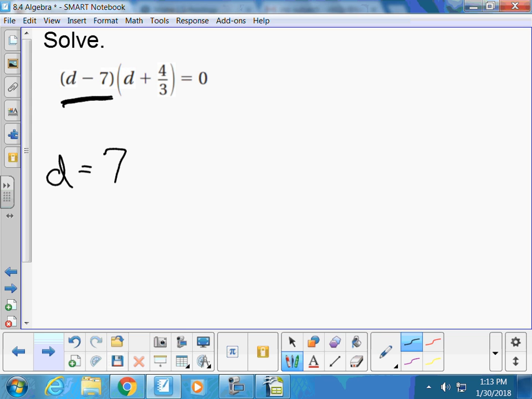7, perfect. So I'm not actually going to show the work if I can do it mentally. And then let's look at our second binomial. What would be the solution of this binomial? What value of d would make this equal to 0? Negative 4/3, good. My other class was saying something about 3/4. You don't want to overthink it. It's just the opposite: a negative 4/3 here partnered with a positive 4/3 would be 0. And you put the word or in between because either one of these numbers would be a solution.